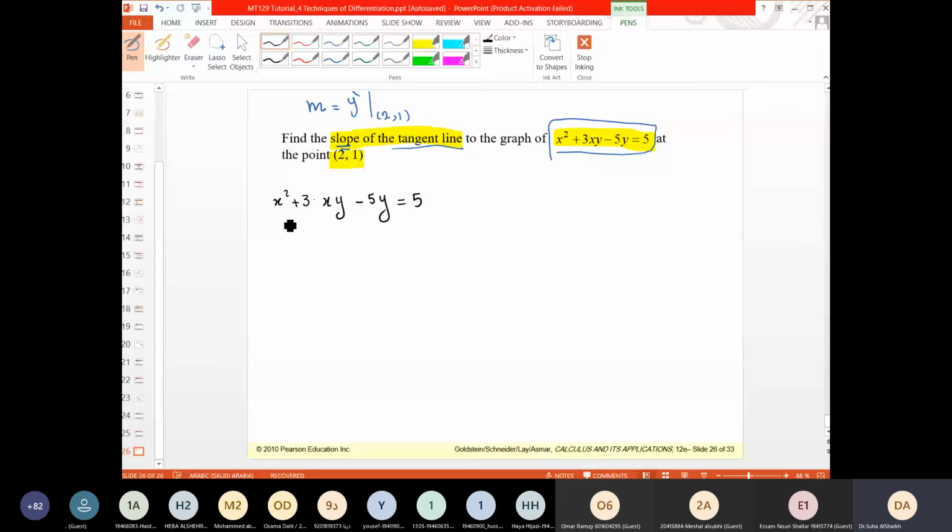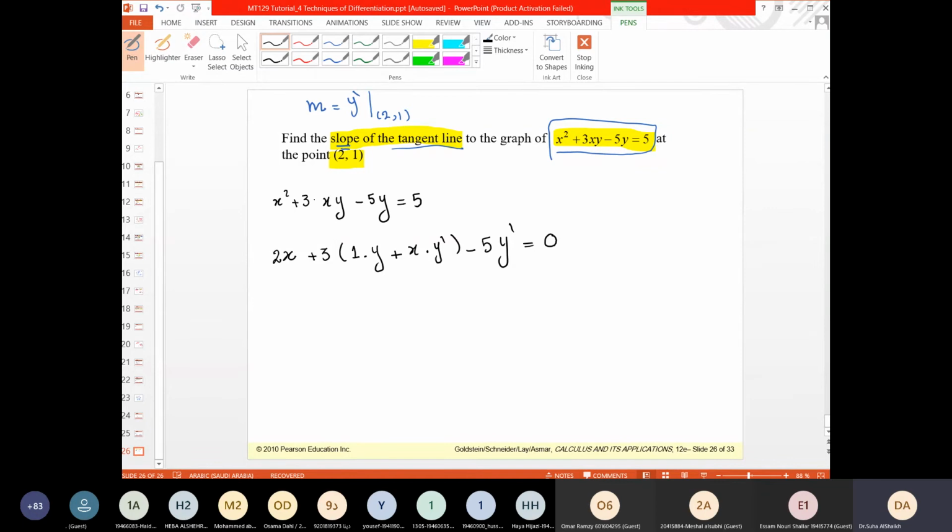What's the derivative of x squared? It's 2x. Now when I come to the derivative of 3xy I have to be careful. The 3 is a constant and x times y is a product: derivative of the first times the second plus the first times the derivative of y. What's the derivative of y? y dash. Minus, what's the derivative of 5y? It is 5 but times y dash, and this equals 0. That's correct.